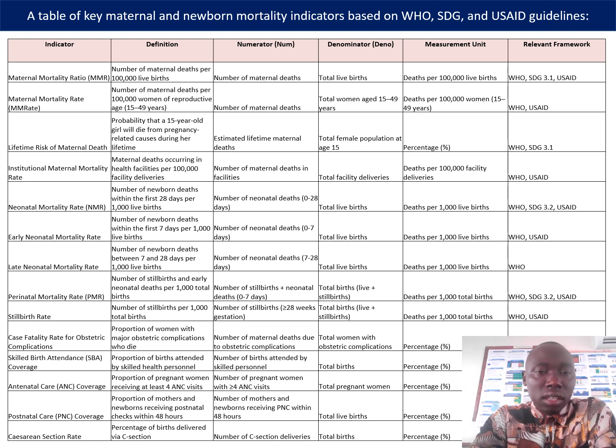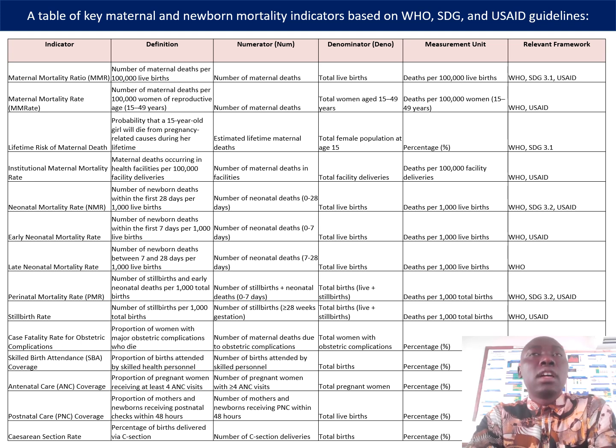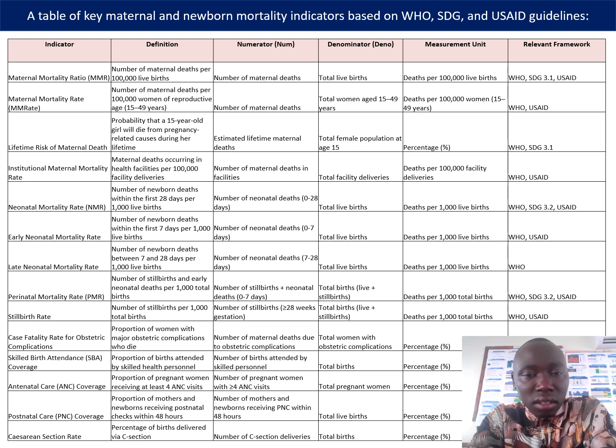So now, the numerators are the same. The numerator looks the same, but the denominator varies. The denominator still looks at total women aged 15 to 49. That's the reproductive age. So from today, those who are watching this video, just know that there is a difference between maternal mortality ratio and maternal mortality rate. Please get it from me, and I've given you the reference here to look further into it.